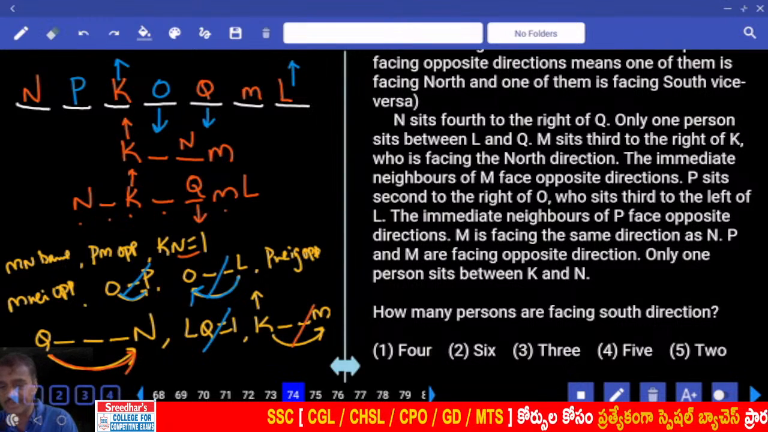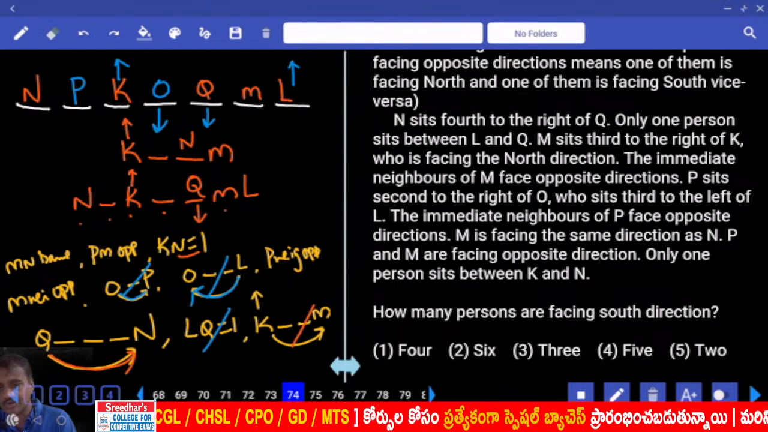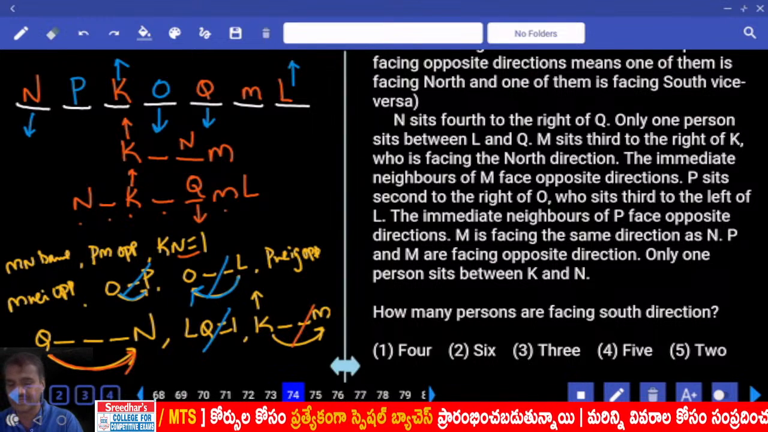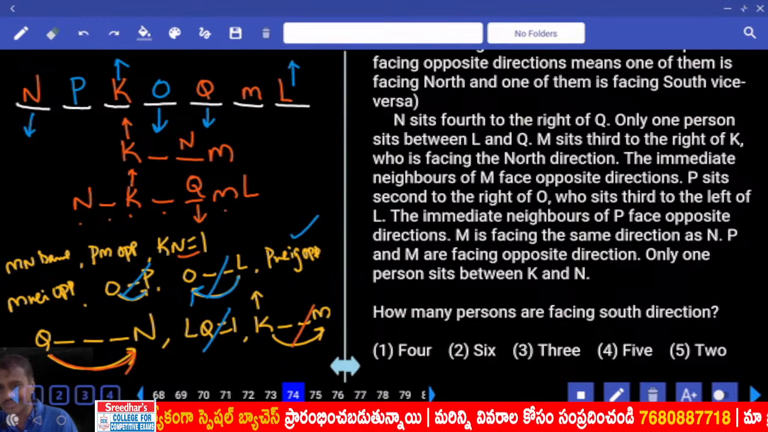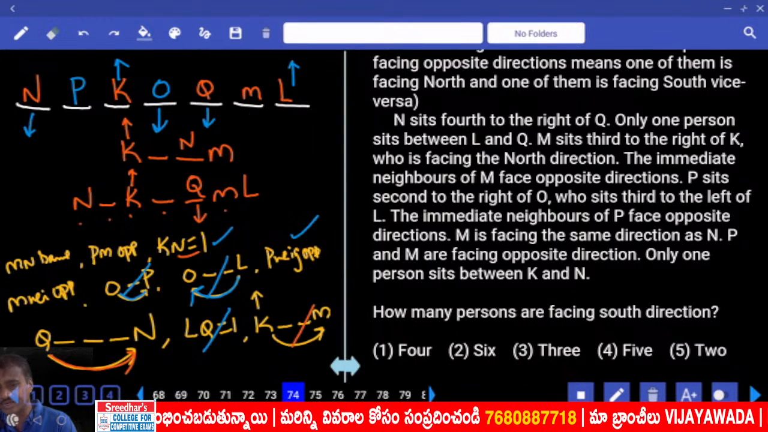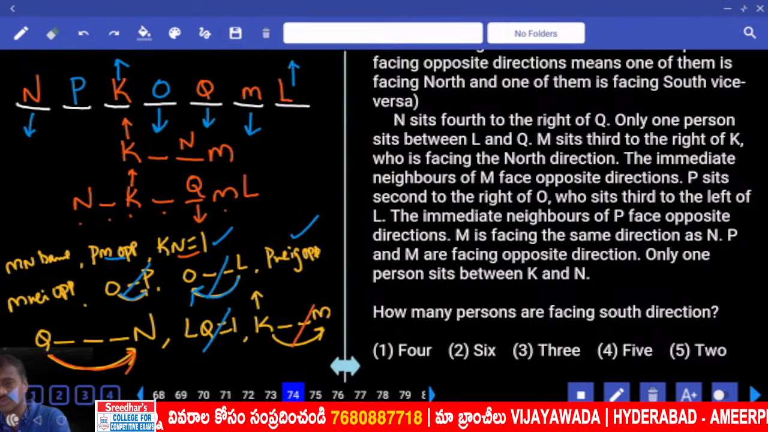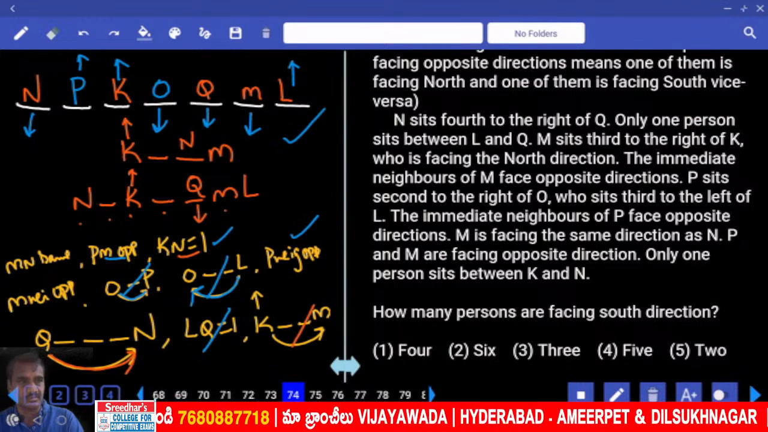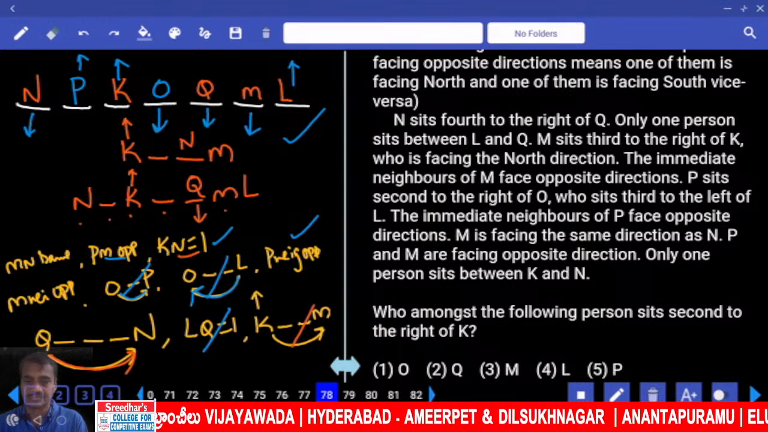And next one, P and M face opposite directions. P's neighbors face opposite directions. Now K is facing towards north, the other neighbor N is facing towards south. Then K and N, there is exactly 1 person, that has been done. And M and N are facing the same direction, N is south, M is also south. And P and M face opposite directions, M is south, P is north. Now this is the final arrangement we have. Done? Now this is about question number 74 to 78.